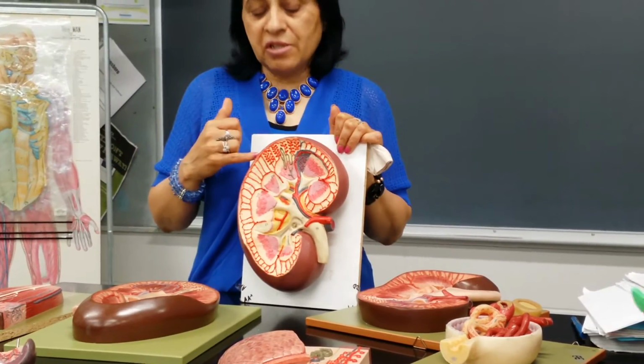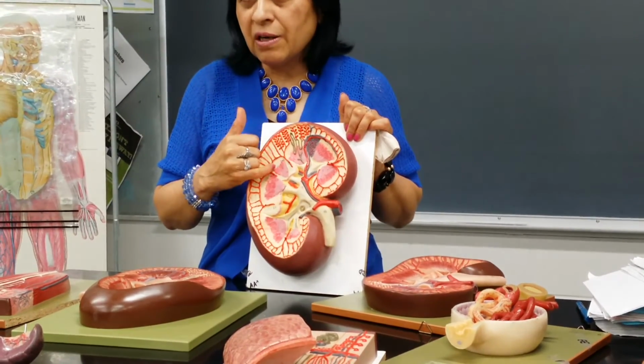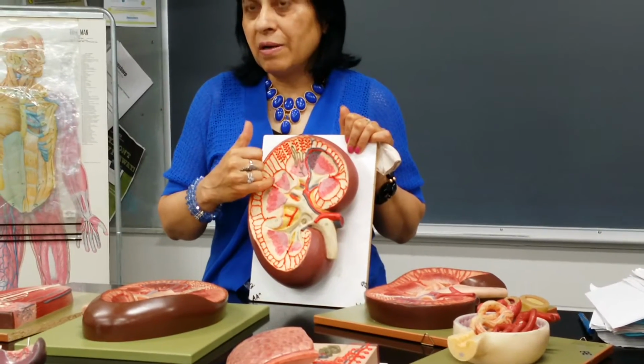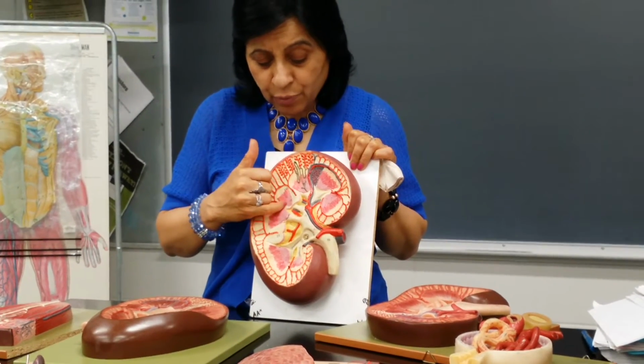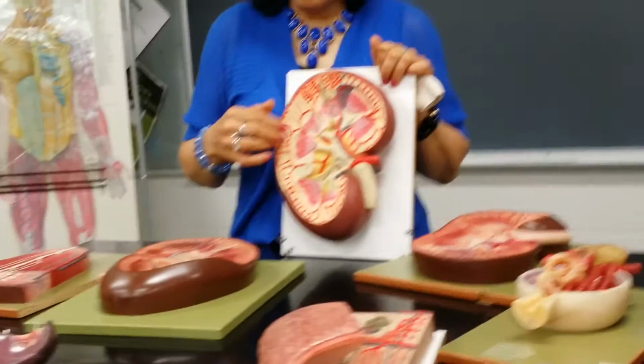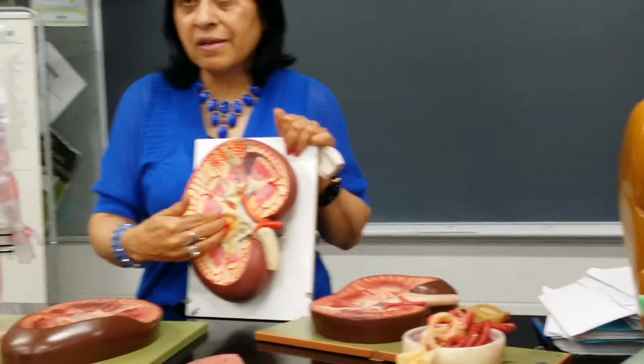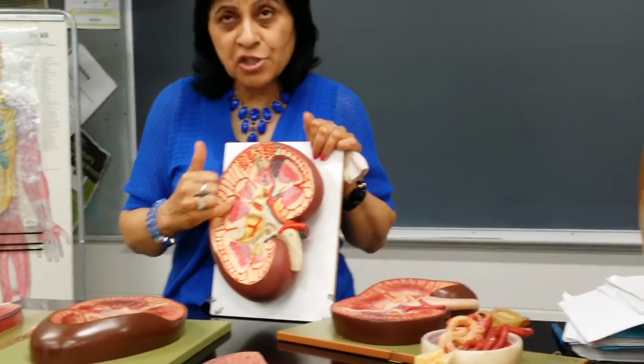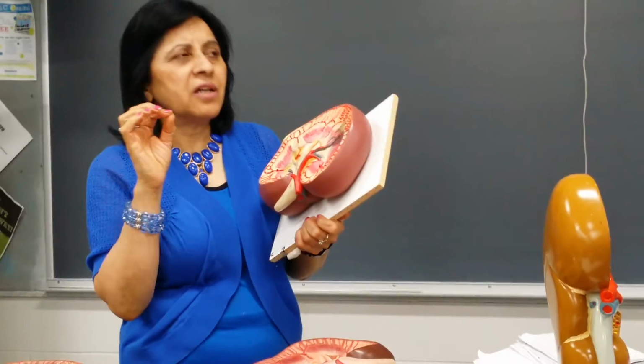Note that the way pyramids are organized, their base part, the wider part, is toward the cortex, and their pointed part is toward the sinus. Is that what you see? The pointed part is all directed toward the sinus. The pointed part of each pyramid is called renal papilla, because papilla means bump or pointed structure. So each pyramid has its renal papilla. Renal papilla of the pyramid has tiny holes in it; that region is called area cribrosa.